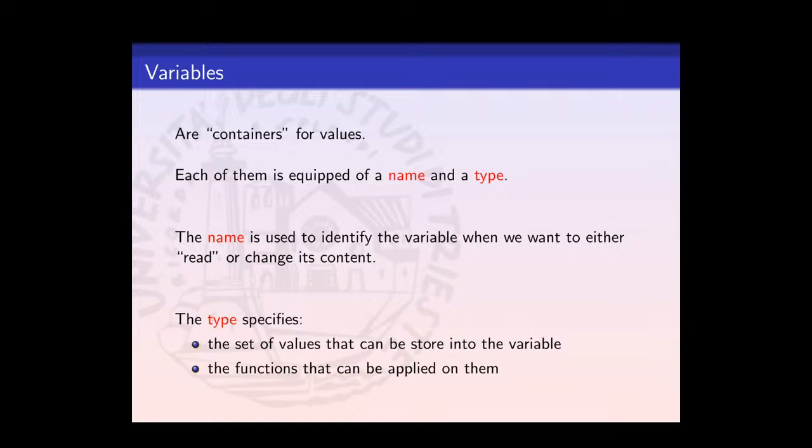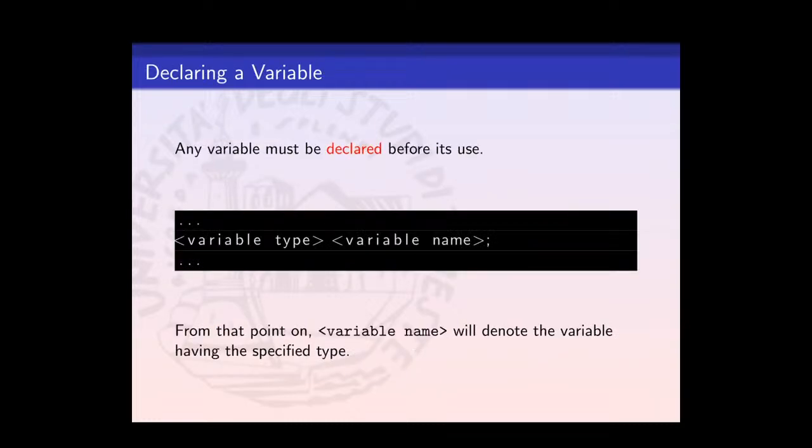As you cannot see on the slides, but trust me, it is written on the last part of the slide: the type specifies the set of values that can be stored in the variable and the functions that can be applied to that value. Okay, so we know that a variable has a name and a type, but how can we specify it? Before using a variable, for sure we need to say, look, this variable has this type. How can we do it? Well, we do it by declaring the variable.